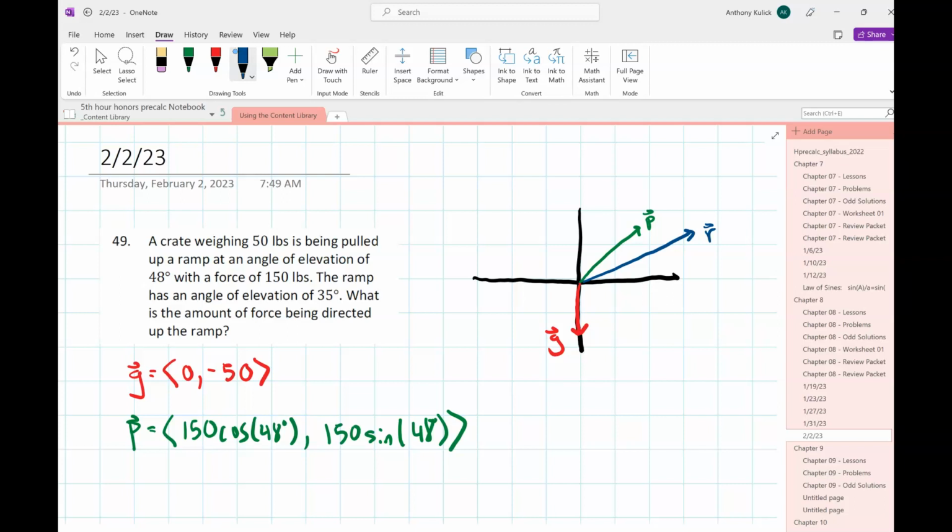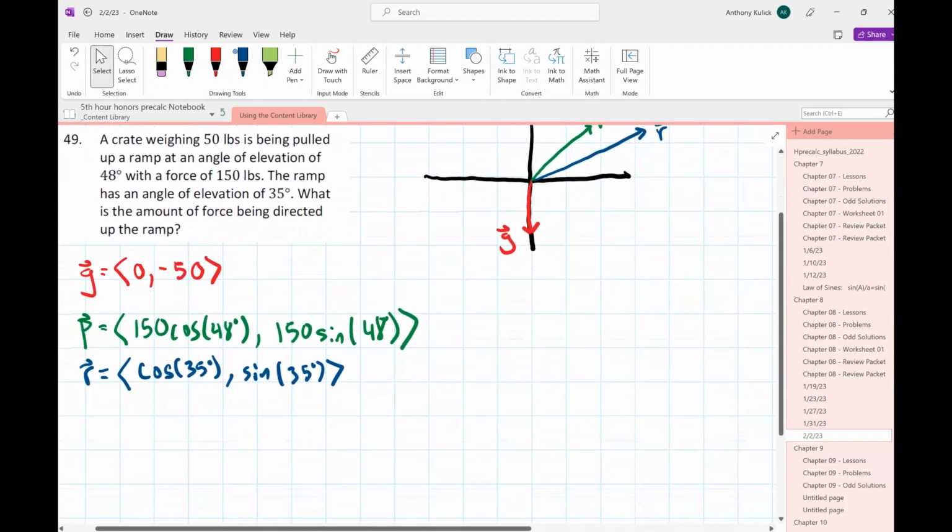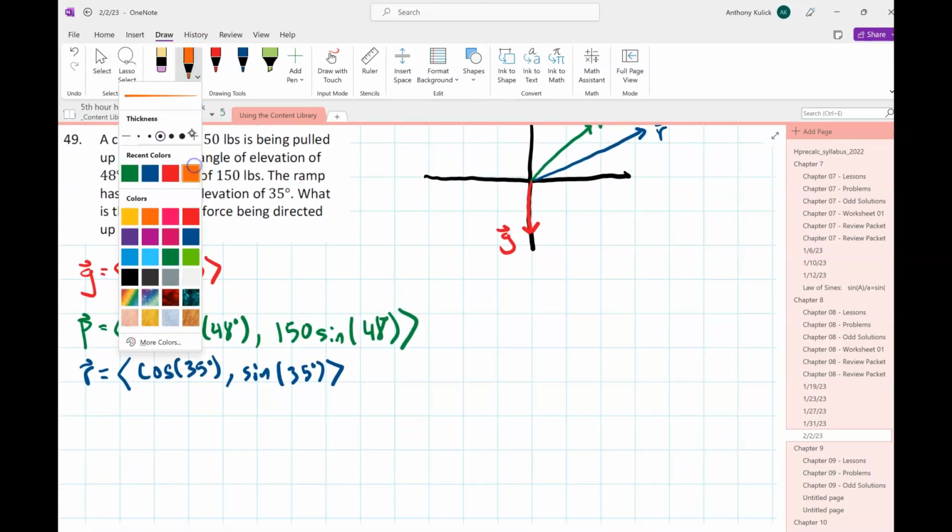And then our ramp, the only thing we're told about the ramp is the direction of the ramp. So we're going to assume the ramp is a unit vector, which is nice because that opens up a shortcut to us. So resolving that unit vector into component form, we just do 1 times cosine of the angle, comma 1 times sine of the angle. So those are my 3 vectors that I read when I hear the problem.